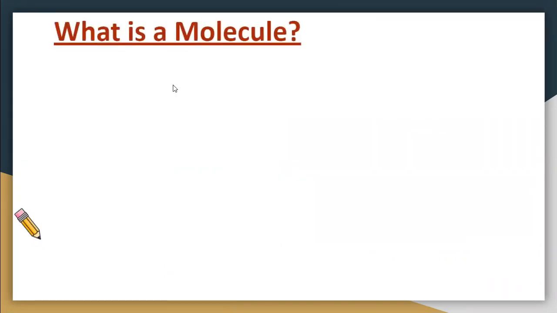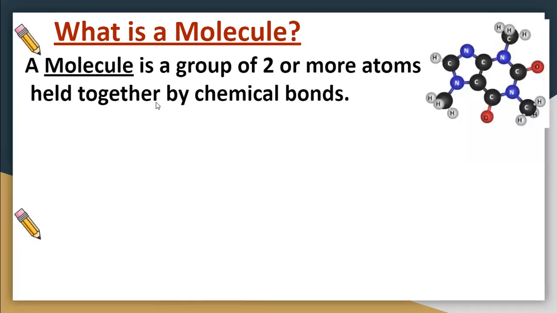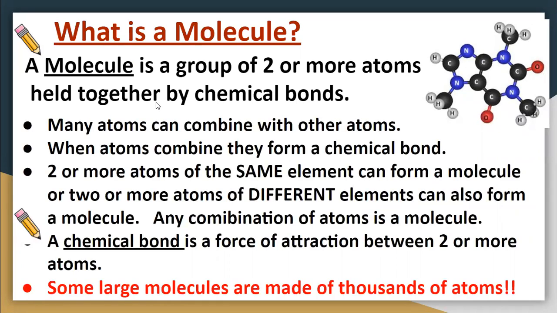What is a molecule? A molecule is a group of 2 or more atoms held together by chemical bonds. Many atoms can combine with other atoms. When atoms combine, they form a chemical bond. 2 or more atoms of the same element can form a molecule, or you could have 2 or more atoms of different elements. They can also form a molecule. Any combination of atoms is a molecule. So they can be the same or they can be different types of atoms.